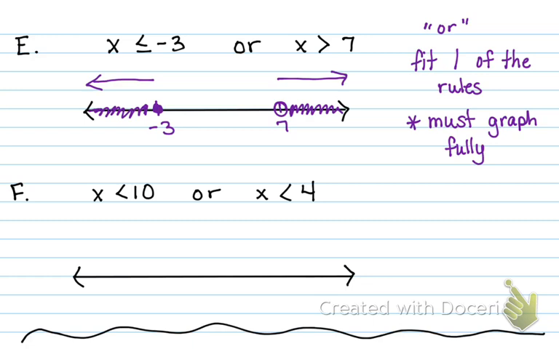All right, let's look at the next one. X is less than 10 or x is less than 4. So here's our 4 and here's our 10. They're trying to trick you by writing them opposite, but don't let it fool you. Still open circles. You can go ahead and put your open circles there. It says x is less than 10, so we're going to do here. Or x is less than 4.